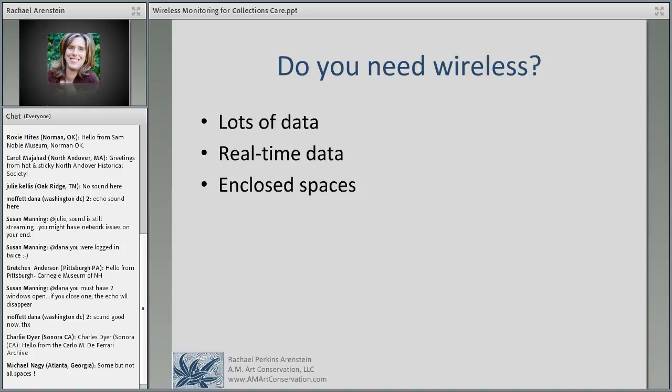On a slightly larger scale, you could have a special exhibit space where the lender requests specific conditions and requires the case to be sealed after the courier leaves, and something like a wireless transmission system from the case would allow you to monitor the microclimate without having to go in. So those would be some justifications for looking at a wireless system.